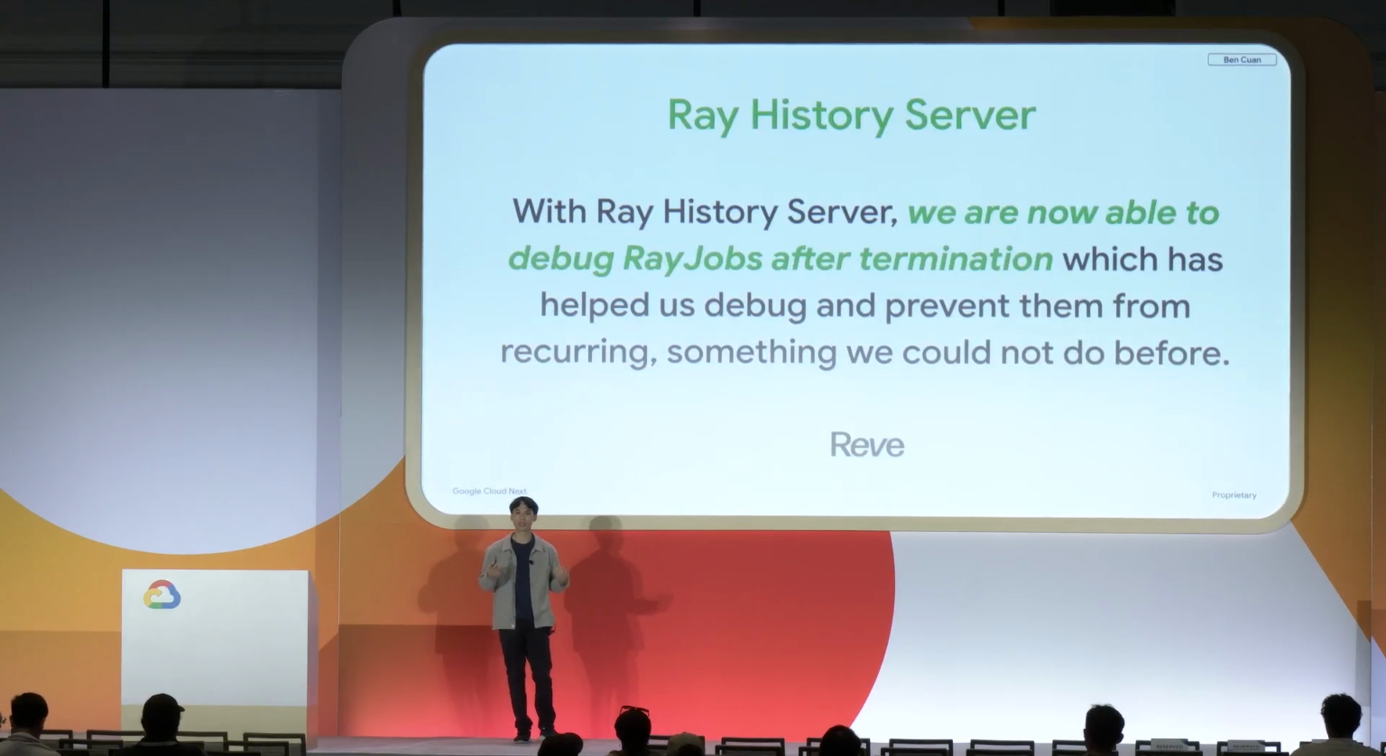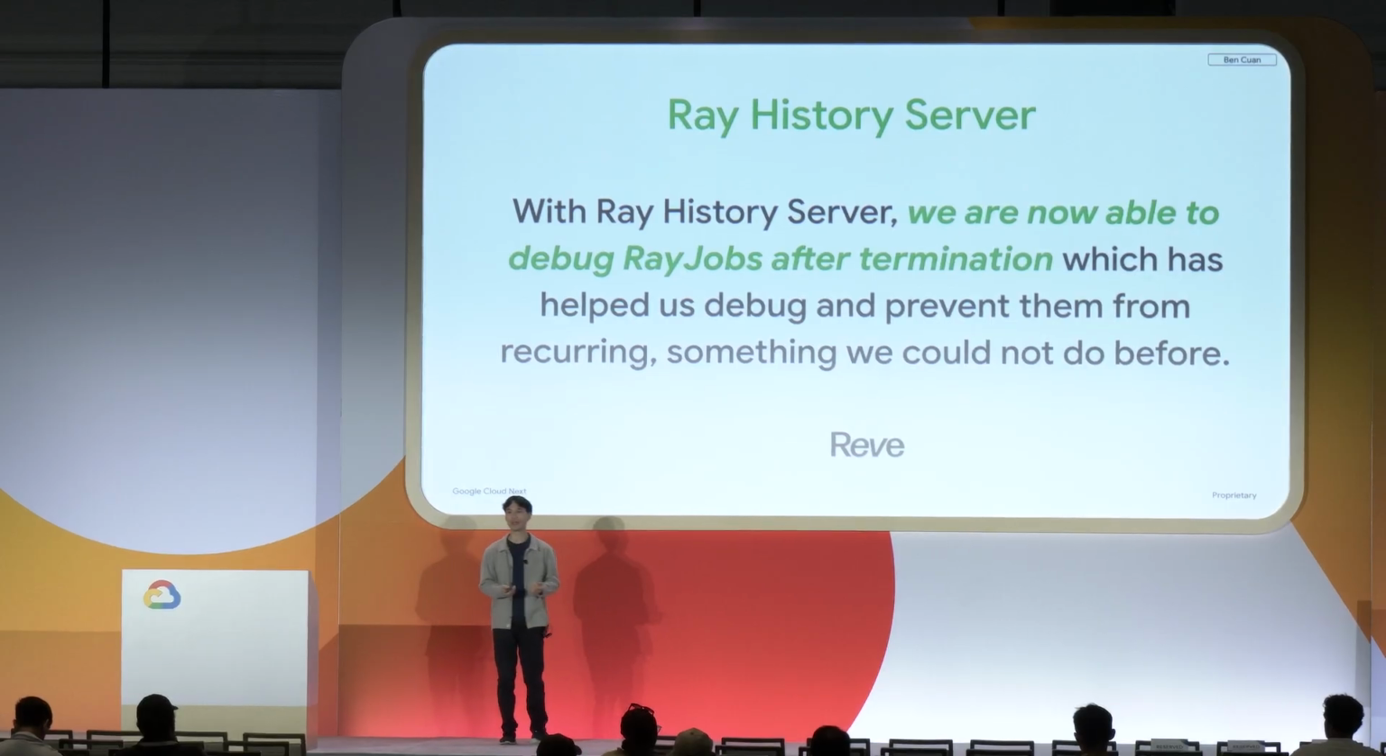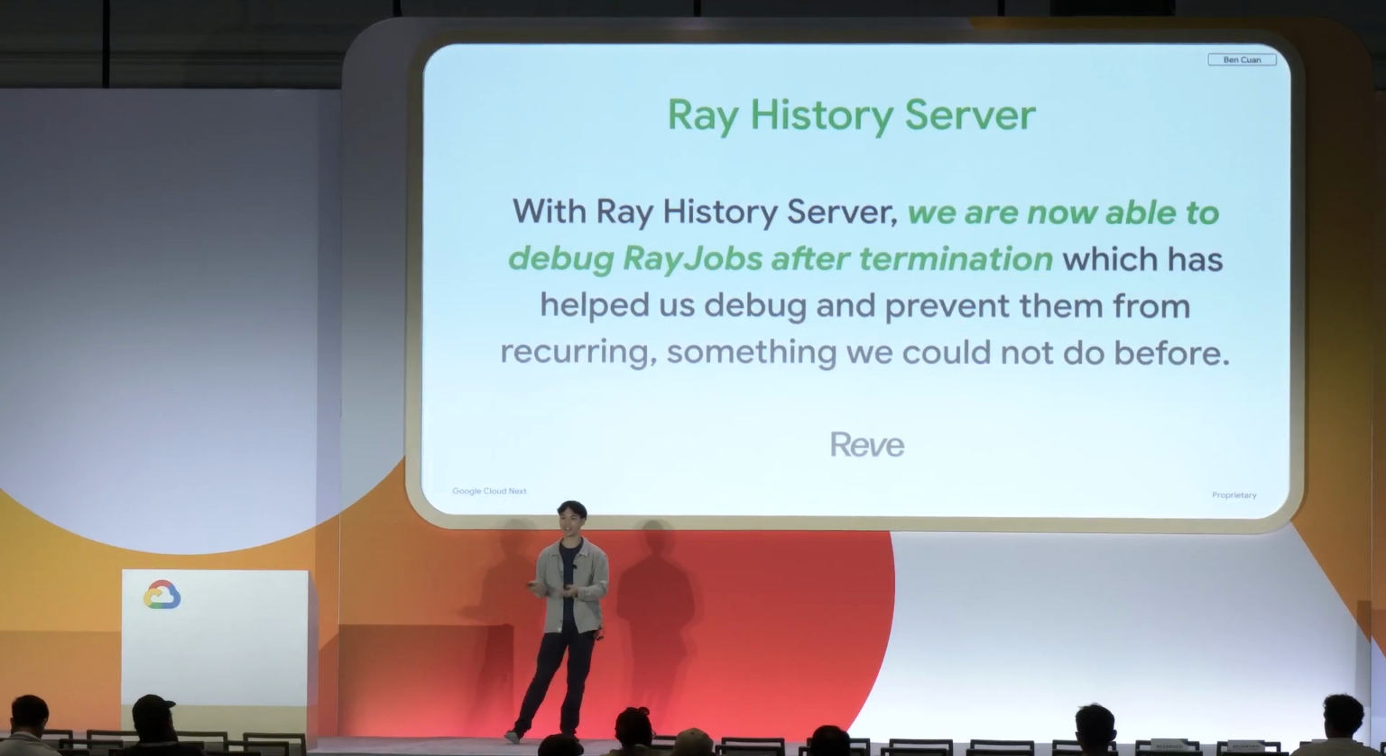One of the features that I'm excited about that was just released is the Ray history server. And historically, it's been pretty hard to debug Ray jobs and Ray clusters that have been terminated because their Kubernetes resource goes away and all their logs and events are gone. And the Ray history server solves this by providing the same interface that we have for live Ray jobs that are currently running to terminated ones. And so we can debug them in the same easy way.